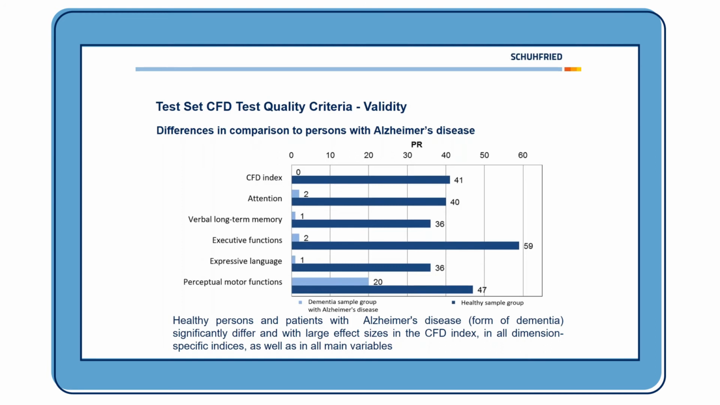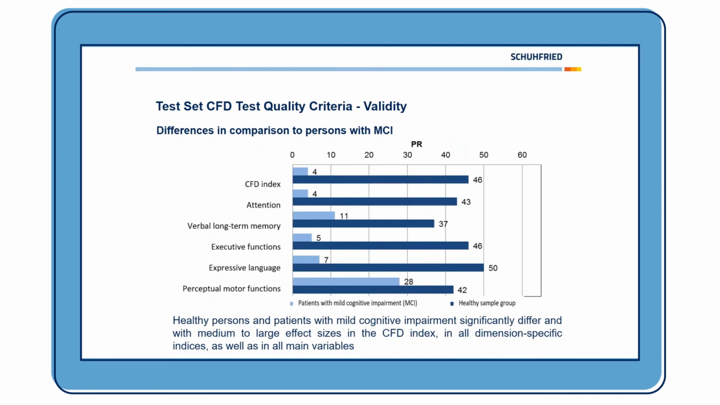And now let's take a look at the comparison between healthy people and people with mild cognitive impairment. Here also the healthy sample group is the dark blue, the patients with mild cognitive impairment are in light blue, and as you can see here, both groups differ significantly and with medium to large effect sizes in the CFD index and all dimension-specific indices, and you can't see it here, but in our manual as well as in all main variables.